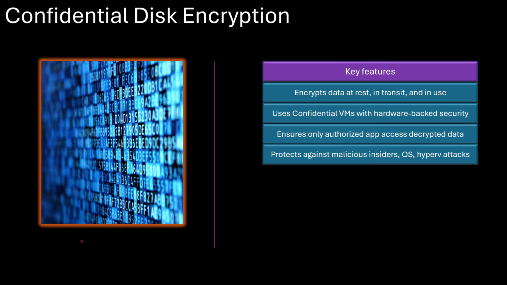Bottom line, in summary, you use ADE for full disk encryption on Azure VMs with customer controlled keys. You use encryption at host for seamless encryption on managed disk without modifying VMs. You use confidential disk encryption for ultra-sensitive data that needs encryption in use. And you store encryption keys in Azure Key Vault to manage access securely. By implementing the right encryption strategy, you ensure data protection, compliance, and security best practices across your Azure infrastructure.